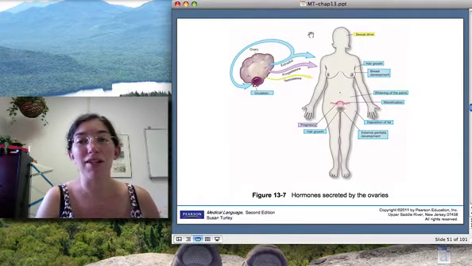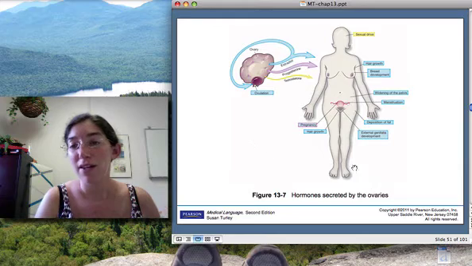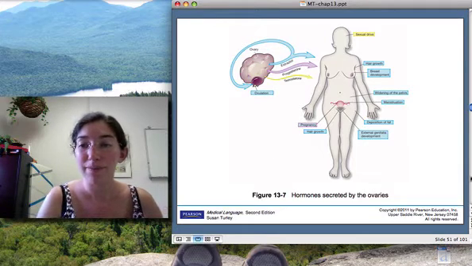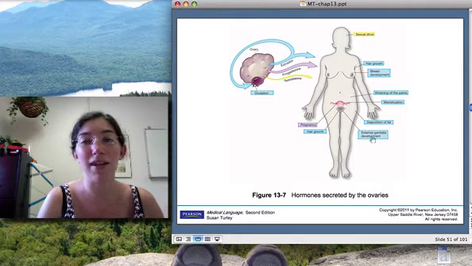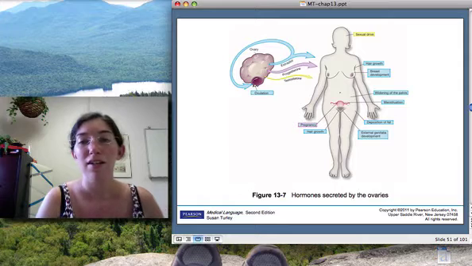Testosterone helps to stimulate sex drive. I think I got most of these. Development of the external genitalia. They grow slightly, just like men do.